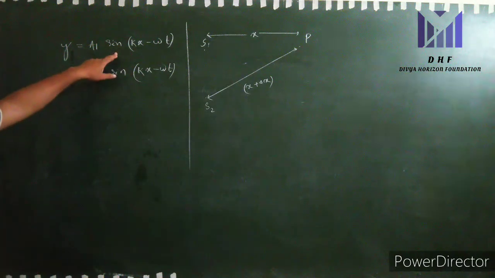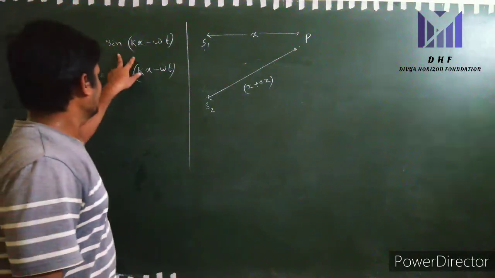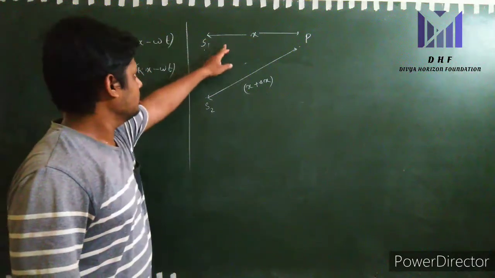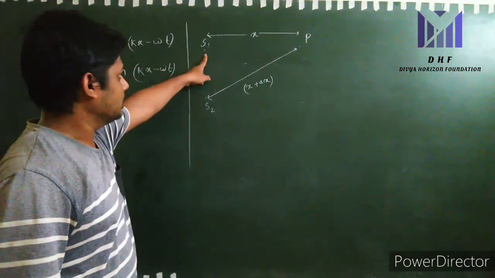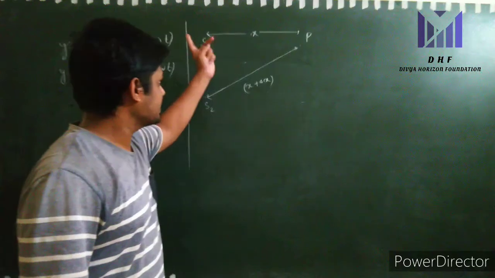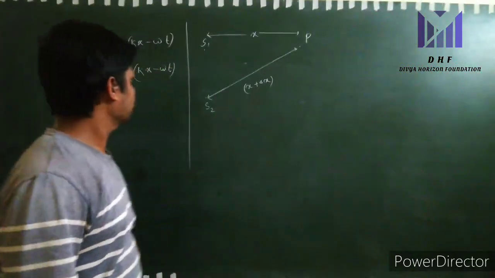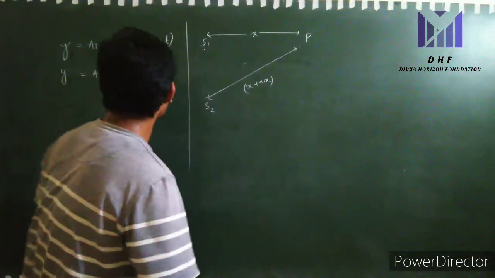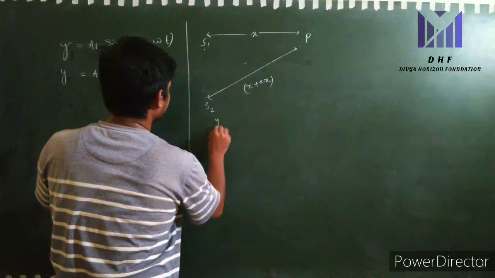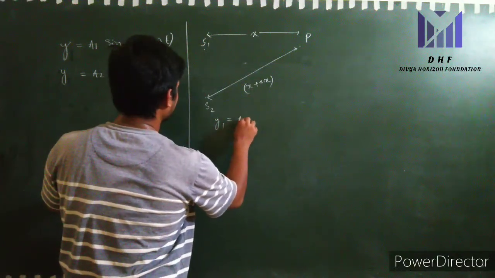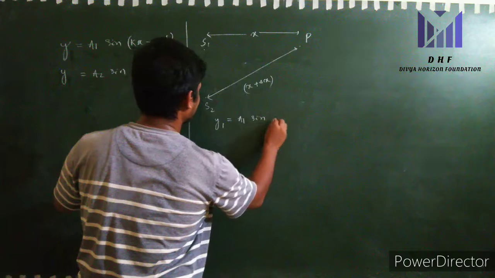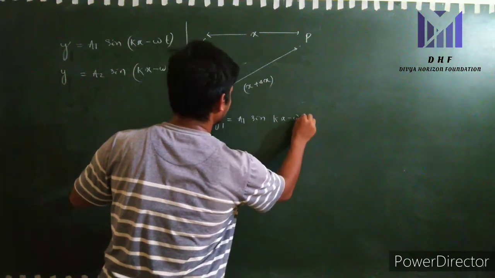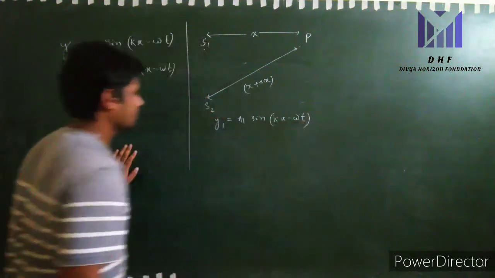So according to this equation, it fits in this condition, because here the point P is situated at exactly distance x from source S1. So if we put this condition in the first equation, we will get the displacement of the particle due to source 1, y1 = a1 sin(kx − ωt).